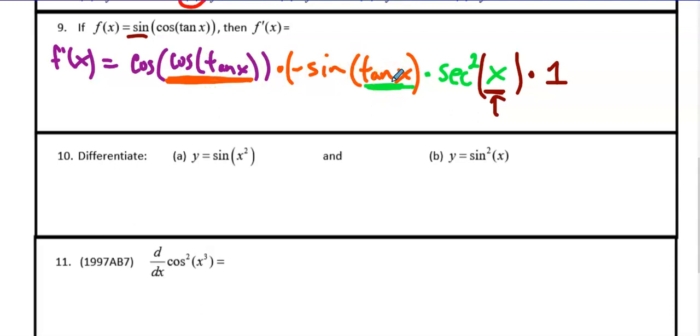So again, random examples for derivatives of trig functions. When we do our next video, we're going to do some more examples, but mostly we're going to talk about the chain rule by rewriting our trig functions. So I'll see you guys back in the next video.